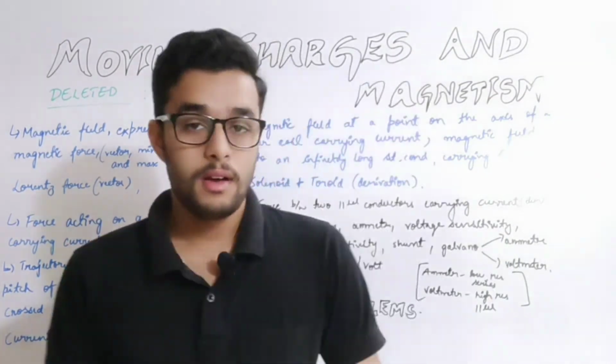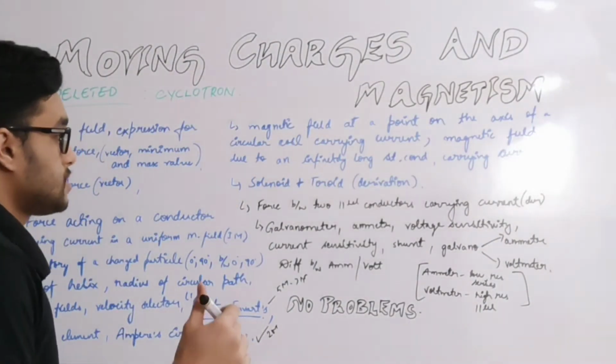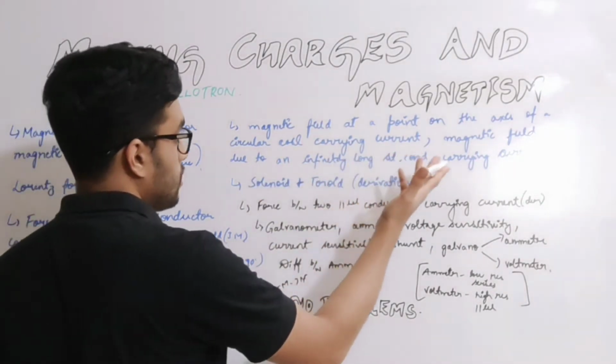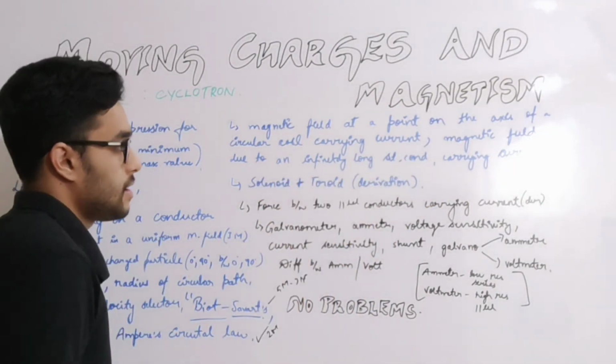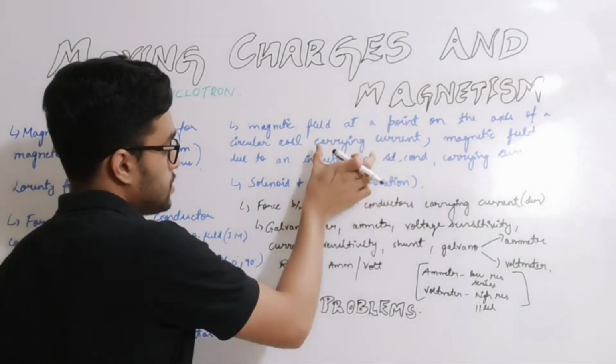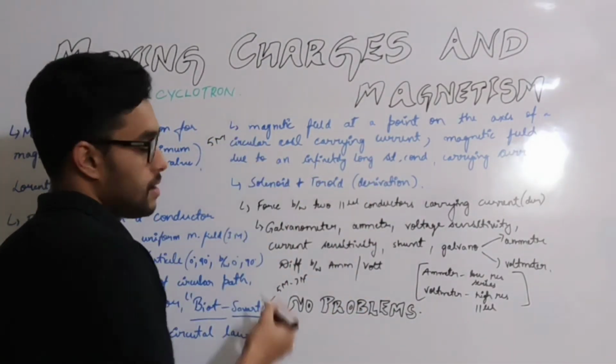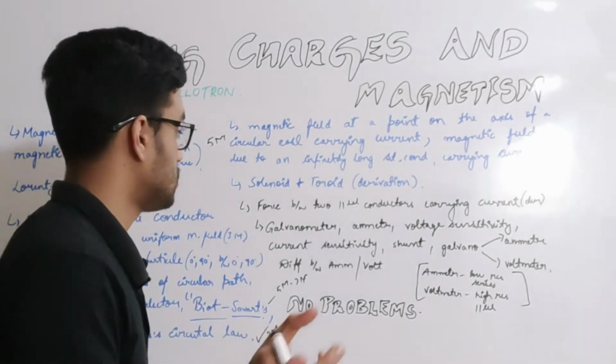Next, coming to the 3 marks questions, if we go further, we'll get questions such as the magnetic field at a point on the axis of a circular coil carrying current. It is also a very important question. Usually we'll get this for 5 marks, but for the safer side, learn it for 3 marks also.